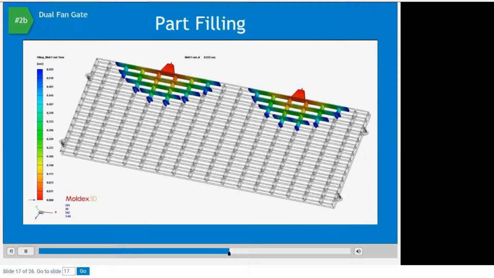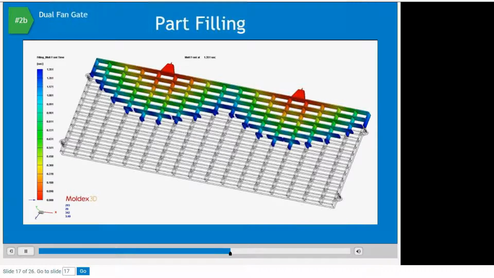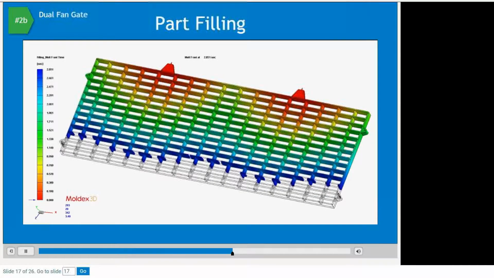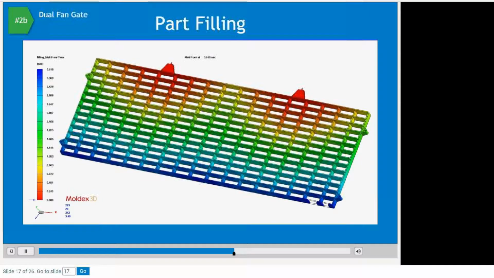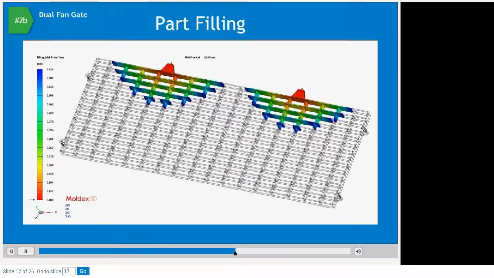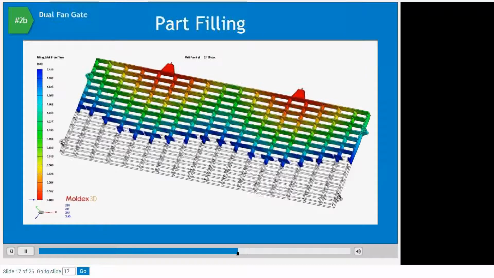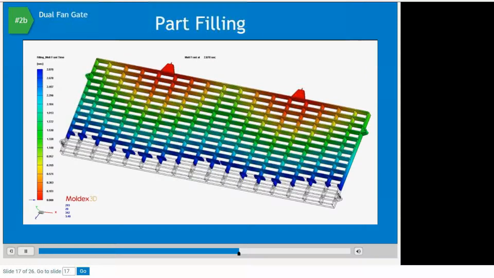The end of fill for the dual gate setup indicates a relatively uniform fill pattern. The pressure drop, fiber orientation, and strength requirements are most likely acceptable. Yeah, it looks pretty good.